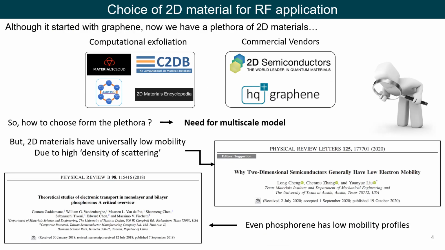Although the journey of 2D materials started with graphene, now we have a plethora of such 2D materials. Hundreds of such atomically thin materials are available from commercial vendors like 2D Semiconductors and HQ Graphene, while thousands of them have been predicted alongside using computational exfoliation techniques.